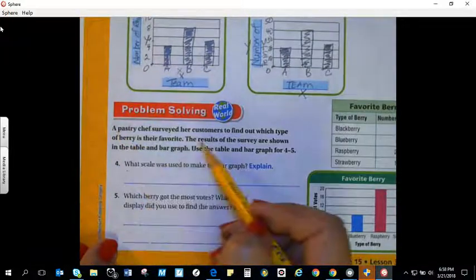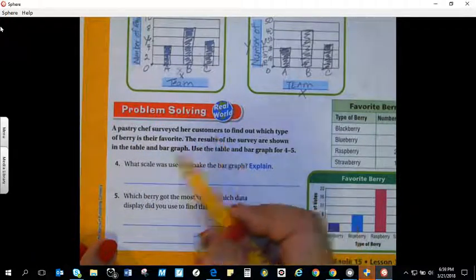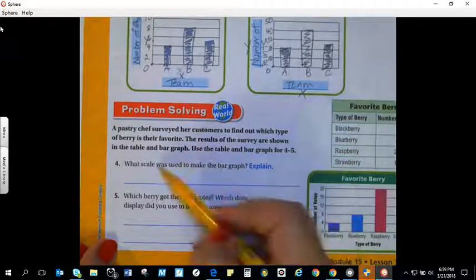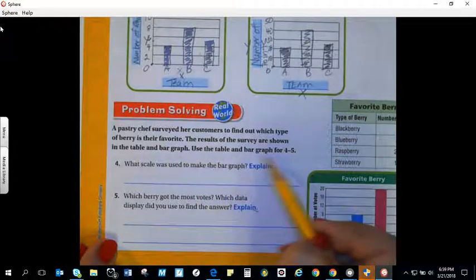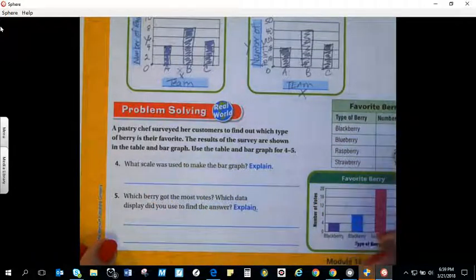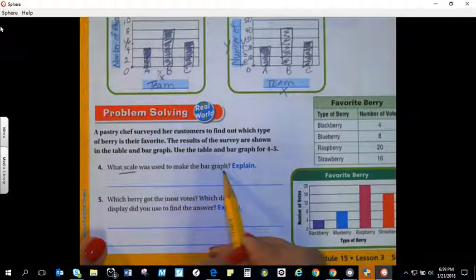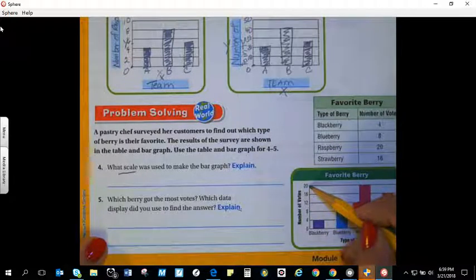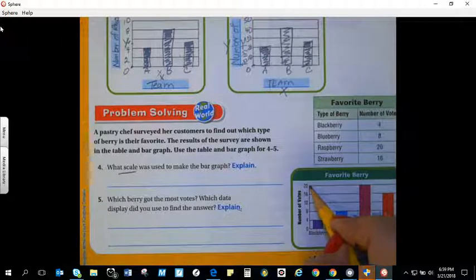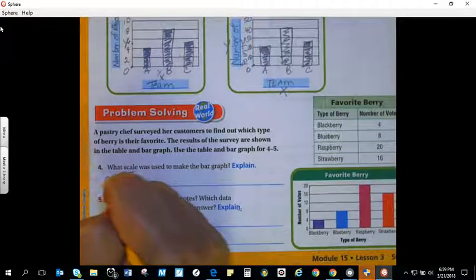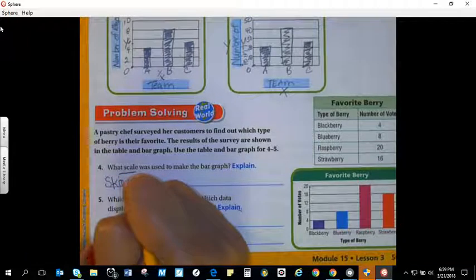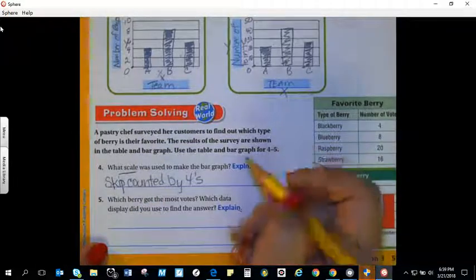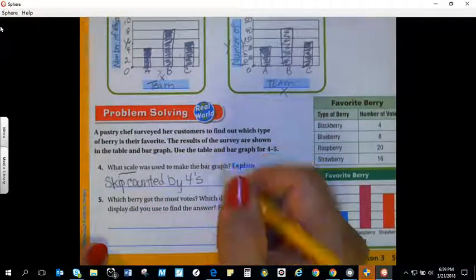A pastry chef surveyed her customers to find out which type of berry is their favorite. The results of the survey are shown in the table and bar graph. Use the table and the bar graph for questions 4 and 5. Okay, so what scale was used to make the bar graph? So let's look over here. We went from 0 to 4 to 8 to 12 to 16 to 20. Yes, I heard we skip counted by 4s. Another way of saying it is that all the numbers are multiples of 4.